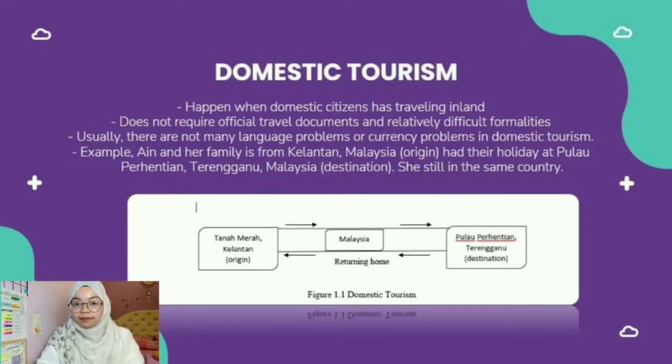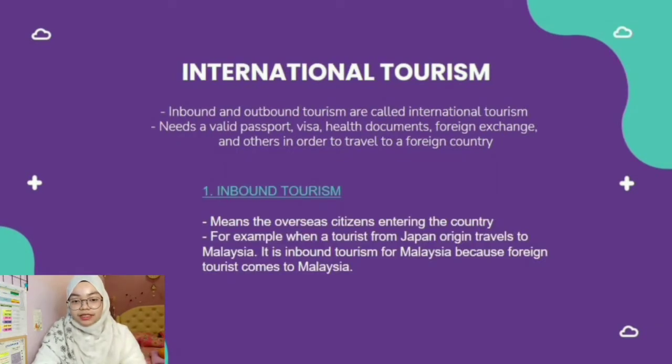Domestic tourism happens when a domestic citizen travels inland. It does not require official travel documents or difficult formalities. Next is international tourism. International tourism has two types: inbound tourism and outbound tourism. International tourism needs a valid passport, visa, health documents, foreign exchange for business purposes and others in order to travel to a foreign country.